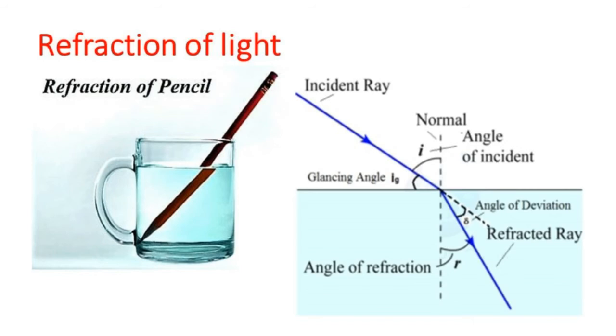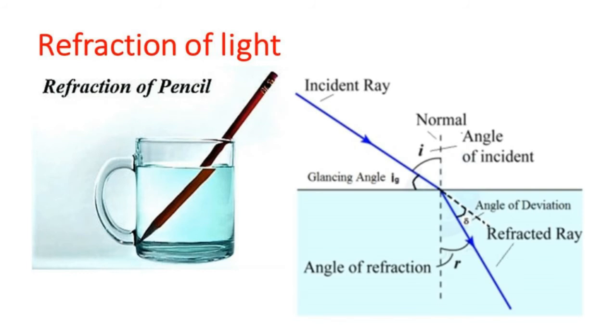The bending of light rays when they pass obliquely from one medium to another medium is called refraction of light. Medium can be air medium, water medium, glass medium. These all we call medium. So light rays get deviated from their original path while entering from one transparent medium to another medium of different optical density. This deviation, the change in direction in the path of light, is due to the change in velocity of light in different media.